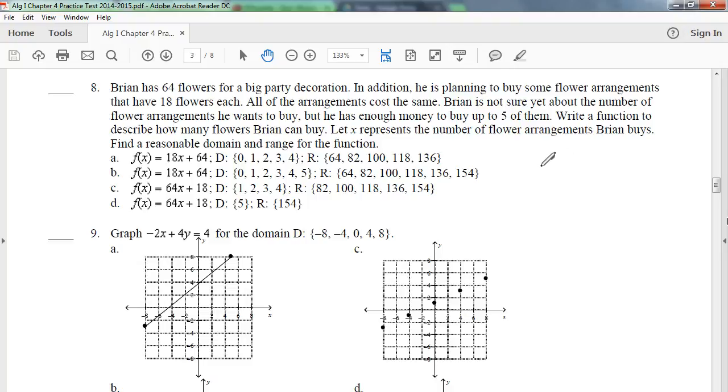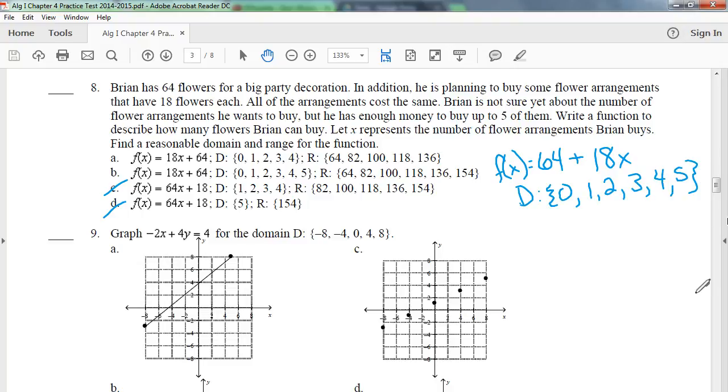Okay, there are 18, he has 64 flowers. And if he buys x flower arrangements, there are 18 flowers in each of those. So f of x equals 64 plus 18x. That takes out options C and D. And he has enough money to buy up to 5 of them, so a reasonable domain would be he could buy 0 or 1 or 2 or 3 or 4 or 5, but not 6. He won't have enough. So that is option B. 8 is B.